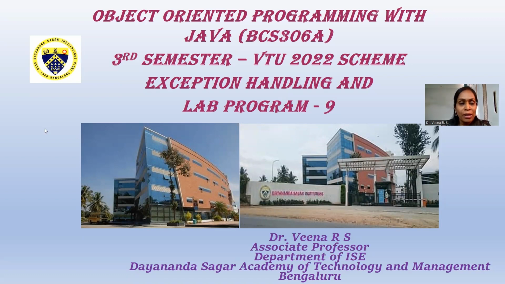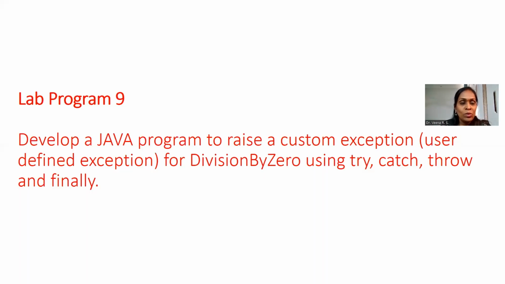Let us see what Lab Program 9 statement goes about. Lab Program 9 statement says: develop a Java program to raise a custom exception, that is a user-defined exception, for divide by zero using try, catch, throw, and finally.